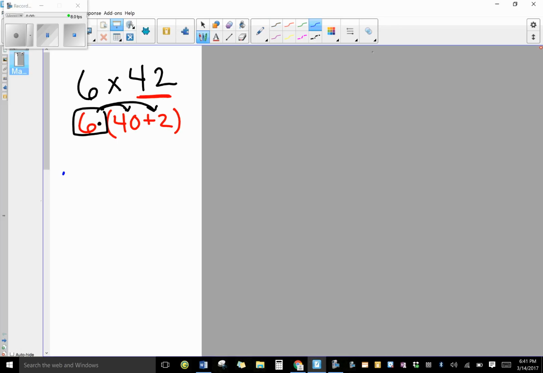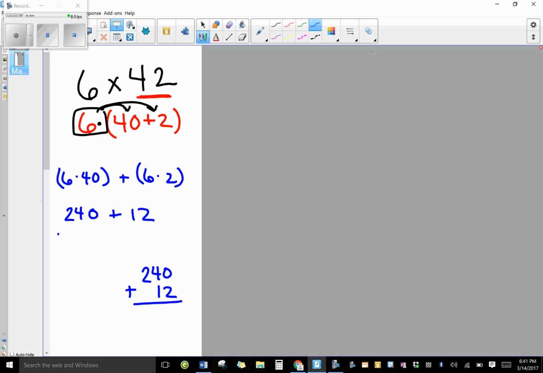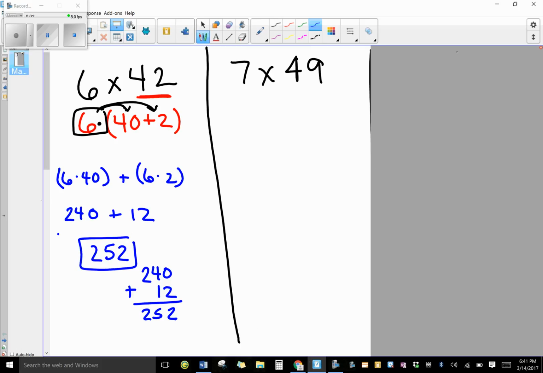So I'm going to wind up with 6 times 40 plus 6 times 2. So 6 times 4 is, oops, sorry guys. 6 times 4 is 24, and I'm just going to carry down that 0. 6 times 2 is 12, so I have 240 plus 12. You can use a calculator for this if you need to, or you can do scratch work off to the side. Okay, so 240 plus 12 gives you a final answer of 252. Alrighty, let's go to the next one.